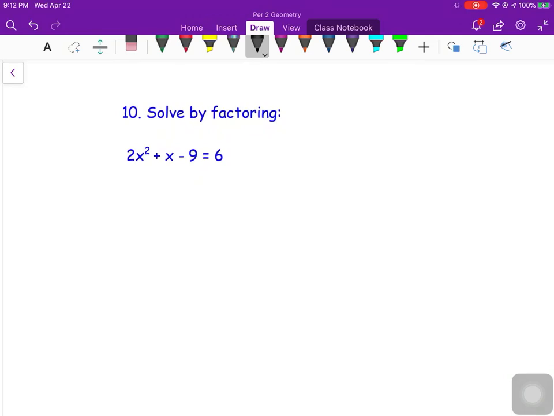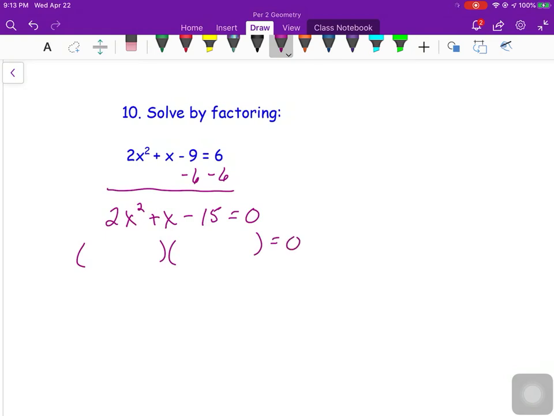We have to get it so it's set equal to 0. So we'll subtract a 6 on both sides. 2x squared plus x minus 15 equals 0. Another general trinomial. So we'll make two sets of parentheses. This time the front two have to multiply to give us, or rather, multiply to 2x squared this time. We'll need a 2x and an x.